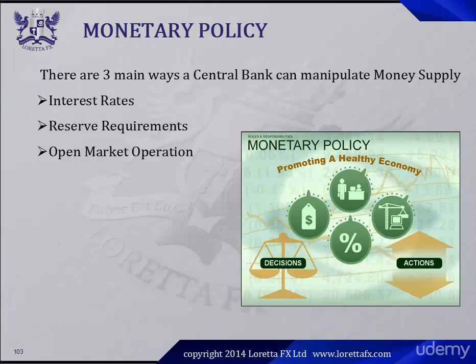Now, there are three main ways a central bank can manipulate money supply, and this is through increasing or decreasing interest rates, increasing or decreasing the reserve requirements, and through open market operations.